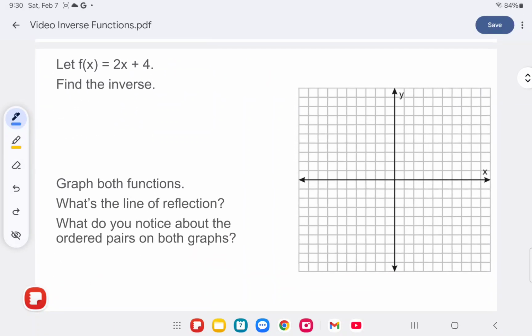So the original function is going to be 2x plus 4. I'm going to go ahead and graph that. That's going to be a prompt in a minute, but I'll go ahead and do that. So y-intercept of 4, slope of 2. I'm going to graph lots of points on here to get a nice straight line.